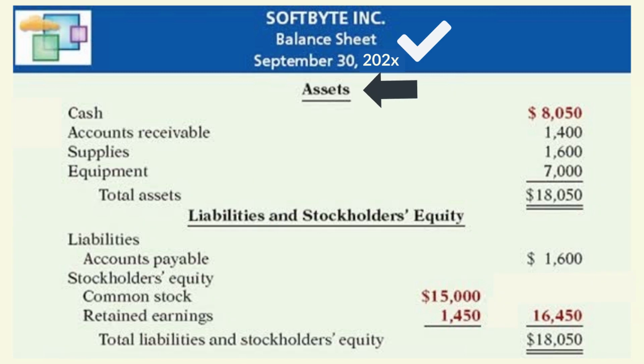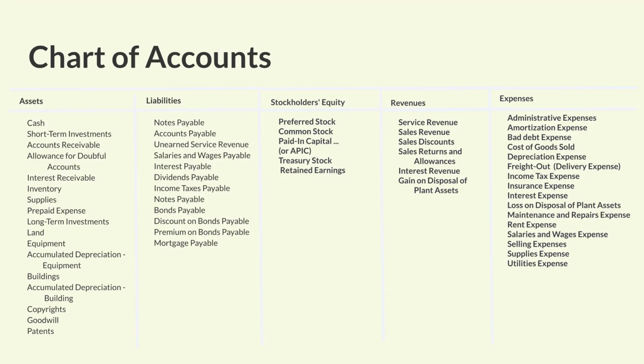When reporting assets, list them in order of liquidity, which is how quickly the company will convert to cash or use up. Always list cash first. If you are not sure how to list assets, reference the chart of accounts. These accounts are listed in order of liquidity.